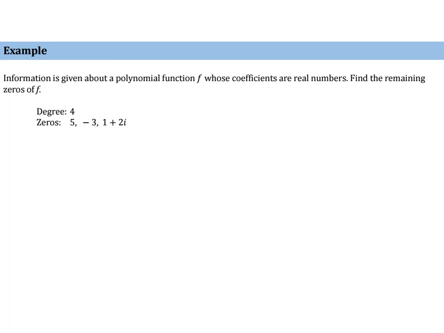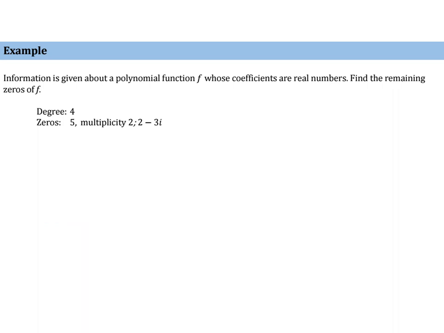So here we are supposed to build a polynomial function whose coefficients are real numbers. So we have a degree of 4. Now also we have zeros listed. So our zeros are 5, negative 3, 1 plus 2i. But this has a degree of 4, and we have real coefficients, so therefore 1 minus 2i must also be a zero because it's the complex conjugate. Notice we have a degree of 4. How many complex zeros do we have? 4. So the remaining zero was 1 minus 2i.